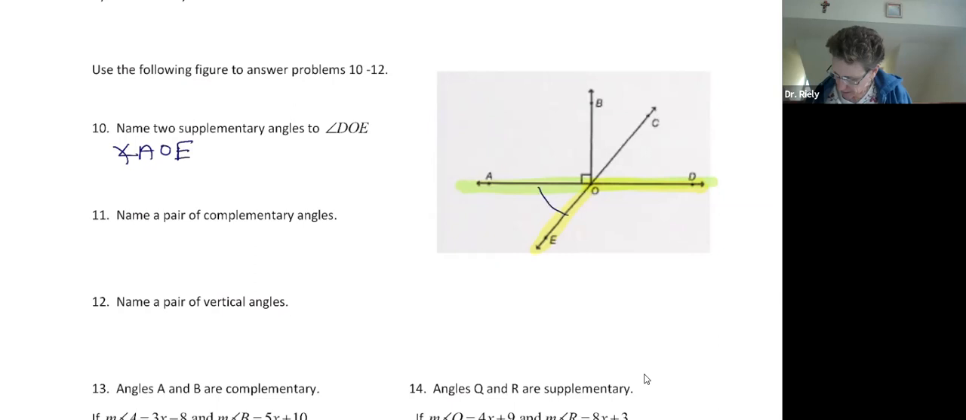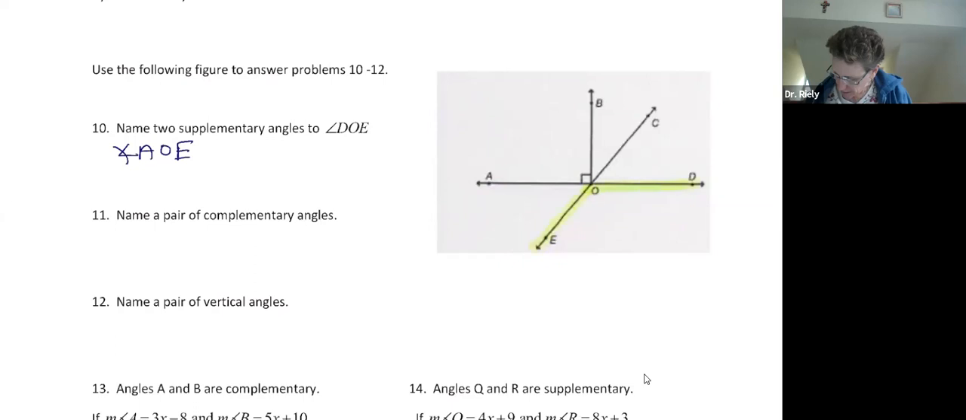So these two angles added together give me 180. So that's one of the ways you can look at it. Let me erase what I have here. Okay, and then we'll highlight once again the angle that we're looking at. The angle is DOE.